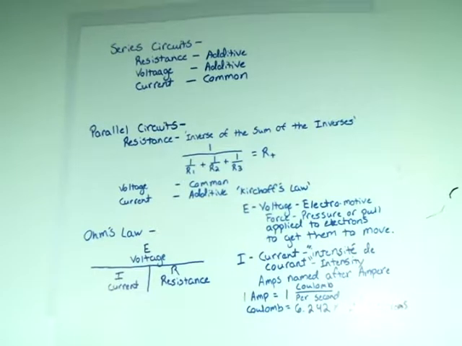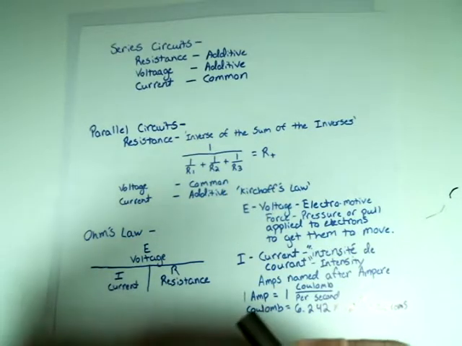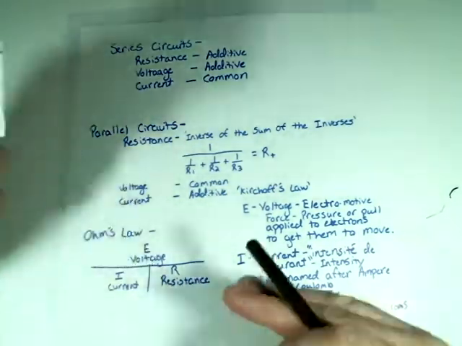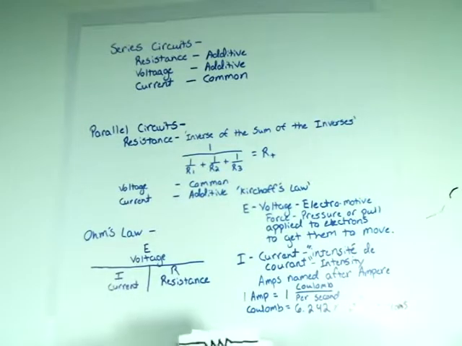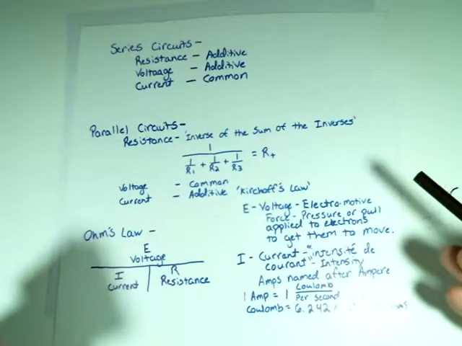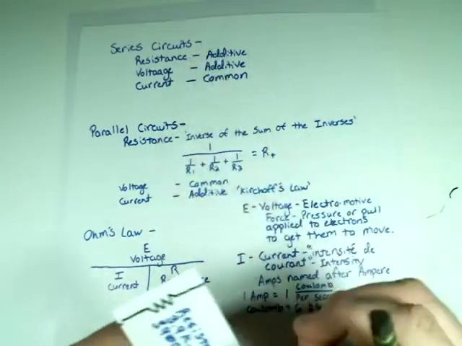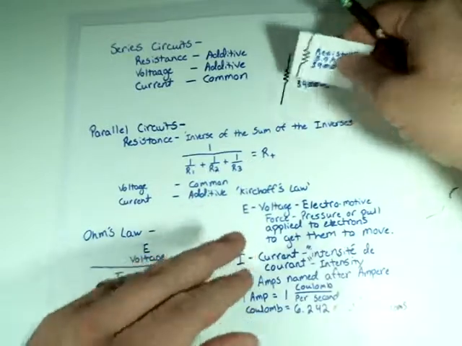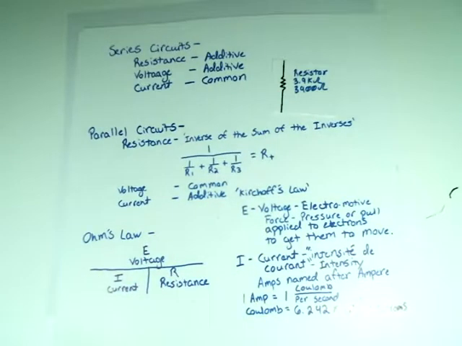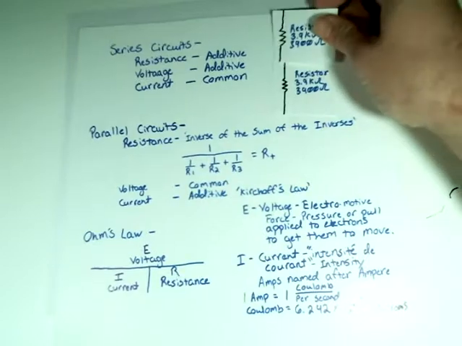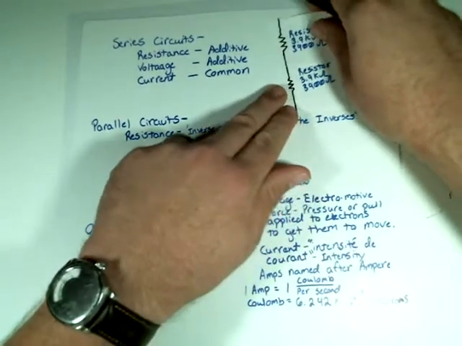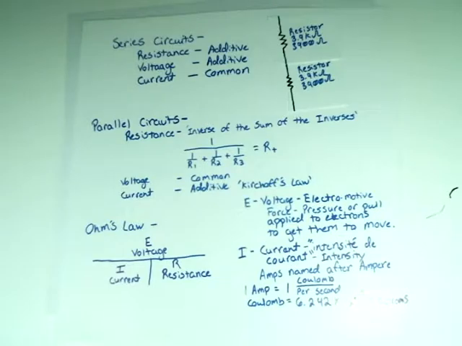Alright, in this video I want to cover a couple of very simple rudimentary rules when it comes to dealing with fundamental analysis of series and parallel circuits. They're very simple. In series circuits, resistance is additive. So if I have a 3.9 k ohm resistor and I put another one in line with it, I get 7.8 k ohms, kilo ohms.